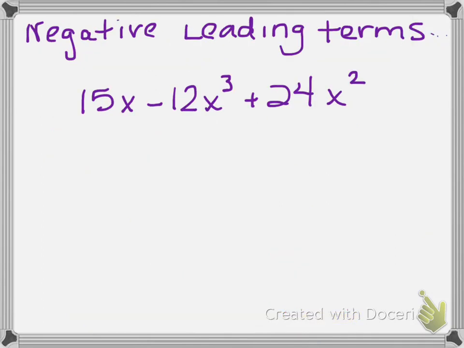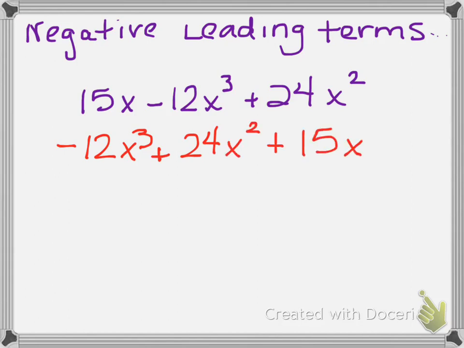Okay, I want to talk a little bit about negative leading terms, because this is something that some of you have asked about and others I haven't heard you ask about at all, but it is something that happens once in a while. First of all, before we talk about negative leading terms, we want to make sure that our expression here is in standard form. So we want to rewrite it from highest to lowest degree or exponent. So we're going to rewrite this as negative 12x to the 3rd plus 24x squared plus 15x.